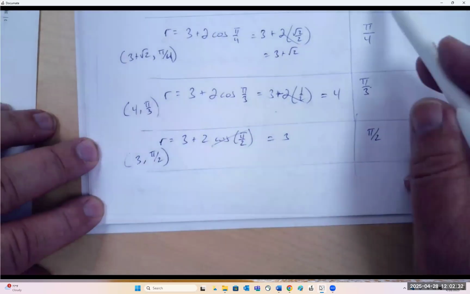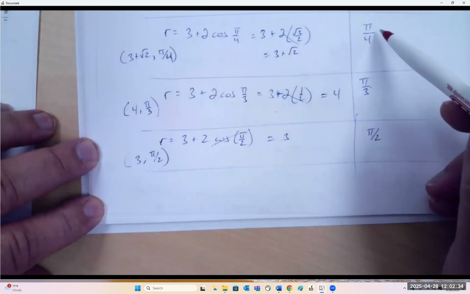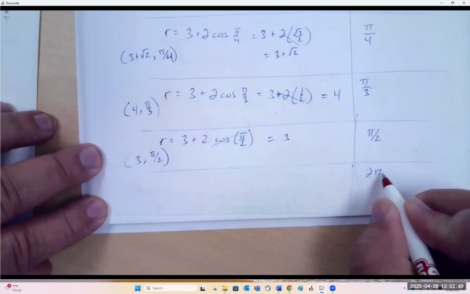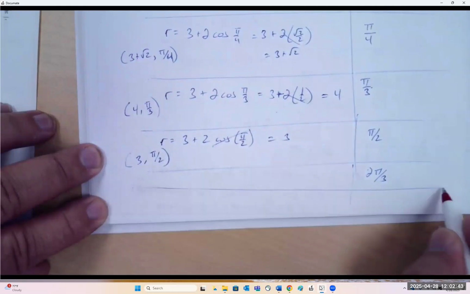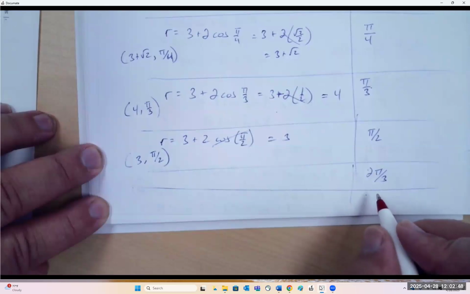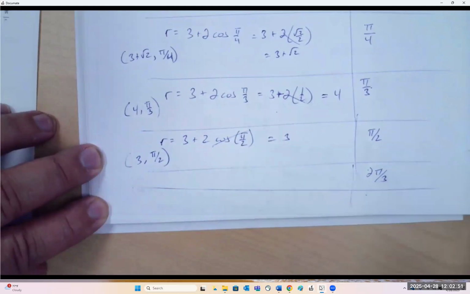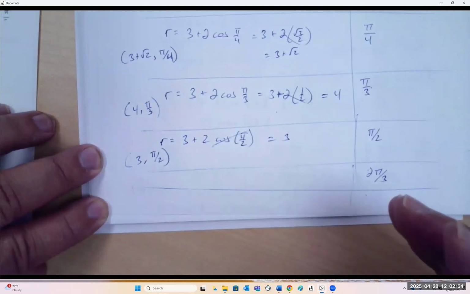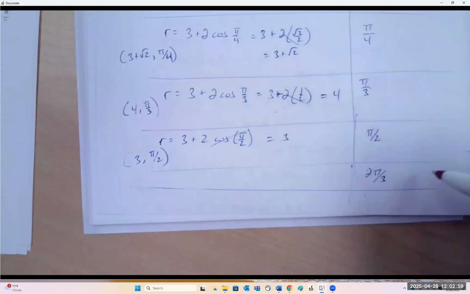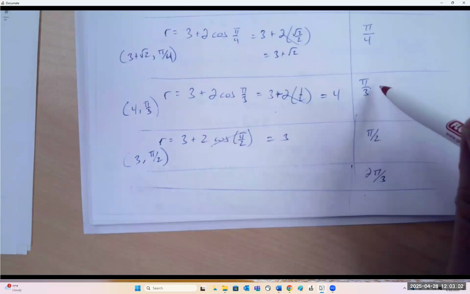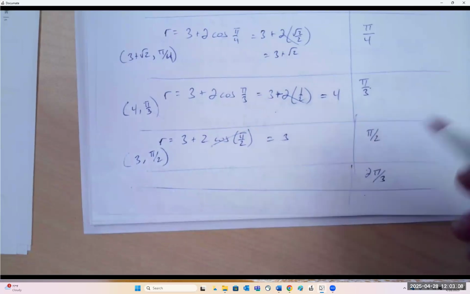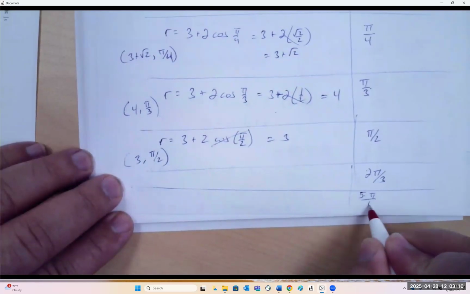With 2 pi over 3, 2 pi over 6, 2 pi over 4 is pi over 2. So 2 pi over 3. And pi over 6 on the other side. 1 pi over 6, 2 pi over 6 is pi over 3. 3 pi over 6 is pi over 2. 4 pi over 6 is 2 pi over 3. So we need 5 pi over 6.